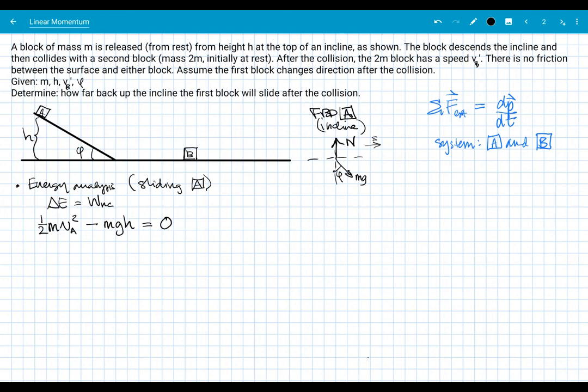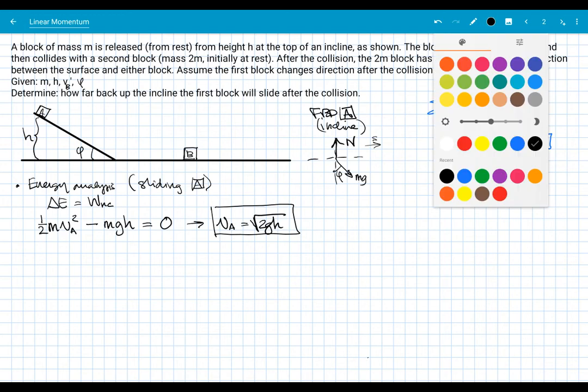It allows me to get a nice little expression for V sub A, and that is the speed of block A once it has descended the incline: root 2GH. Got it. Now we know how fast block A was approaching block B, right? So now let's do our momentum analysis here.